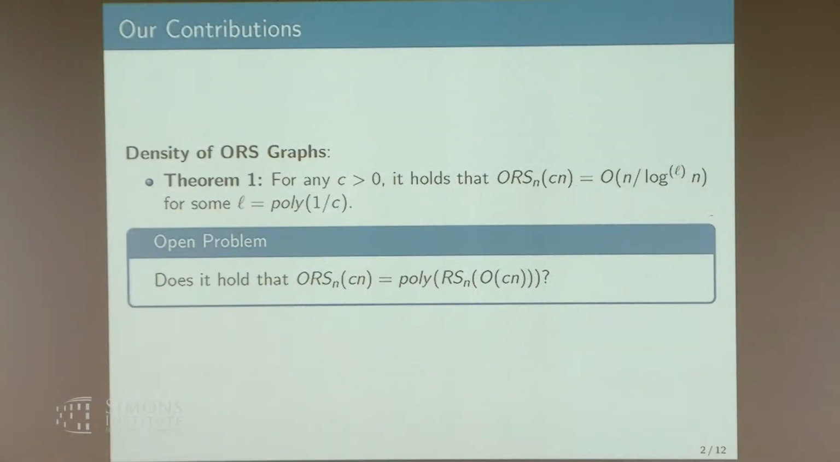So I want to start with the main theorem that I will be proving. Given an ORS graph in which the matchings are of linear size, we prove an upper bound of n over L iterated log on n, where L is poly 1 over C. And this upper bound motivates an open problem: whether we can find a more direct relation between ORS graphs and RS graphs that would directly give us intuition about whether the sizes of these two are the same or not. This is a very interesting problem to look into.